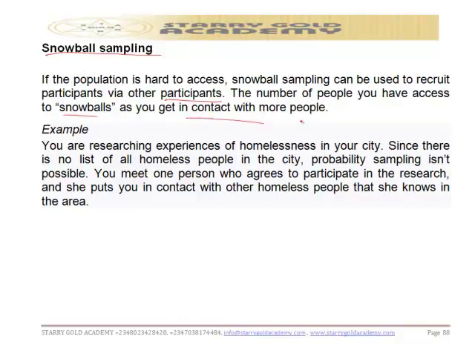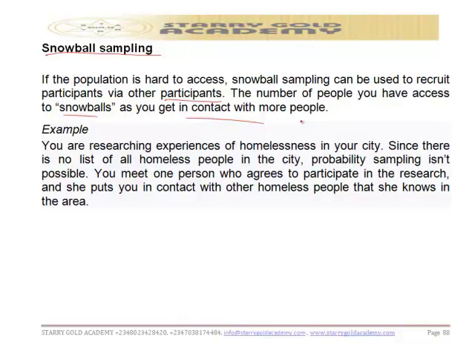Understand? You enter a class, you try to look for what? The head of the class as a sample. So from the head of the class, you can know characteristics of some people in that class, for you to know which one is qualified to be in your sample or not.